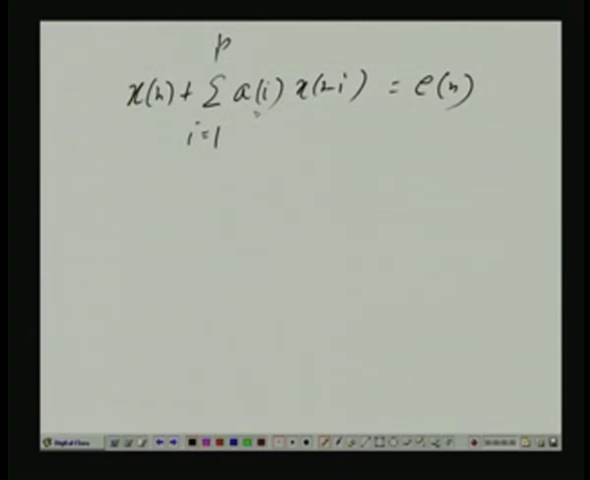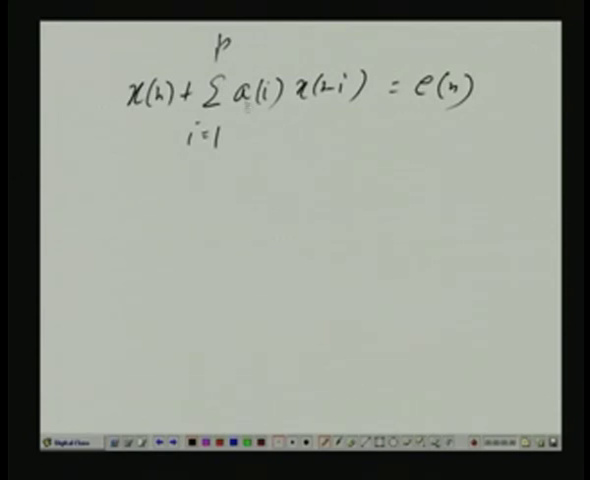Alternatively, you have also shown that even if there is no such model, you want to just predict x n linearly from its past p values, x n minus 1 to x n minus p, and let the prediction coefficients be minus a i. Then the error will be what you see here on the left hand side, and you also get a similar equation. So both linear prediction and error modeling give rise to the same equation.